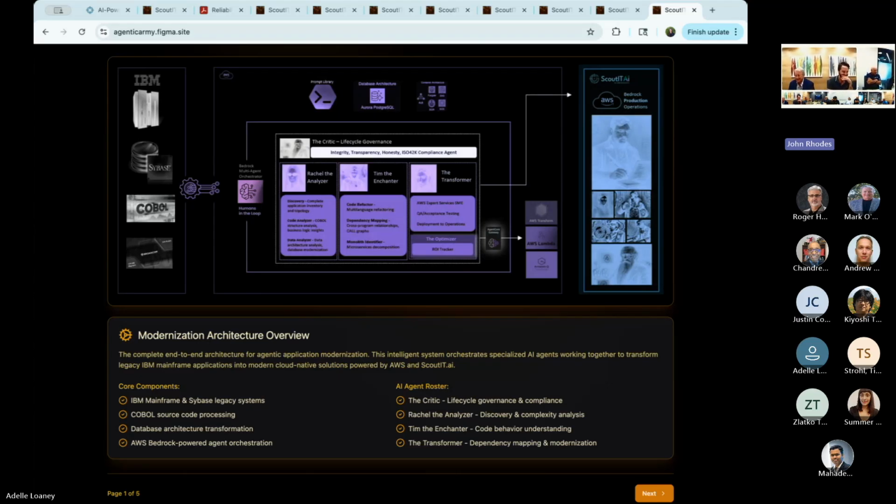And then we have an analyzer that I also didn't dive into. Along with the predict and the transformer, these agentic roster would be utilized to help us complete these end-to-end modernization efforts. So that's just a little bit on that. We'll pause right here. Again, it's the same kind of thing.